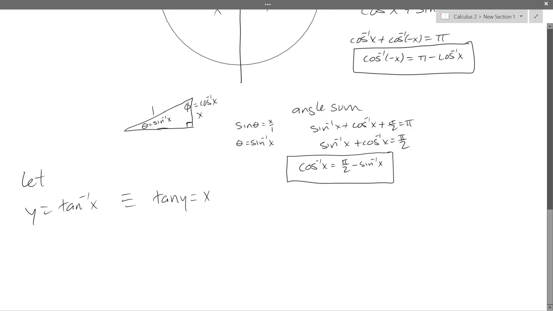So what does the original tangent function look like? Here's the original tangent graph. I'm only drawing one period, because we have to chop up the domain to force it to be one-to-one. So we're going from negative pi over 2 to positive pi over 2. That was our original domain of the tangent function, which means y needs to be between negative pi over 2 and positive pi over 2. There was our chopped up domain that we had to restrict to.